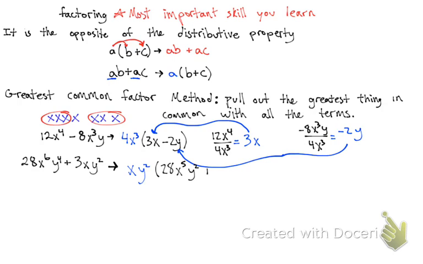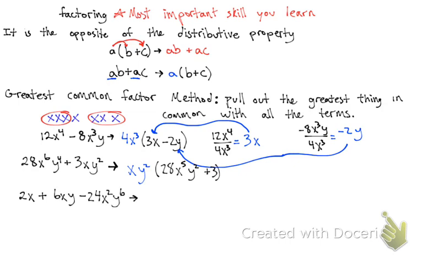And then the next one, 3 divided by 1 is 3. You had an x. You took an x out, so you don't have an x anymore. You have y^2. You took out y^2, so that means the y's are gone. Close your parentheses. Alright, so next one.